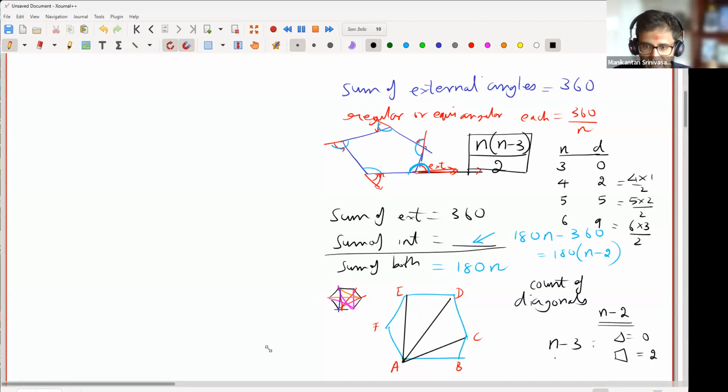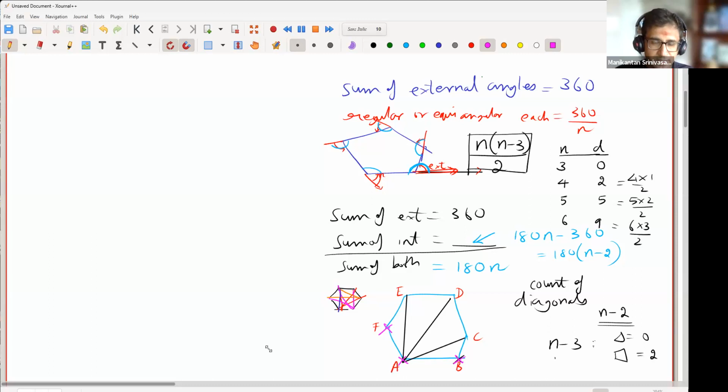Okay. Now what he's saying is I cannot draw a diagonal from A to B because that's the adjacent one. So B is ruled out. So I'll start marking what is ruled out. I cannot draw a diagonal from A to B. I cannot draw a diagonal from A to F. So the 2 neighbors are ruled out, and you rule out yourself. I cannot draw a diagonal from A to A itself. So that leaves a balance of n minus 3.